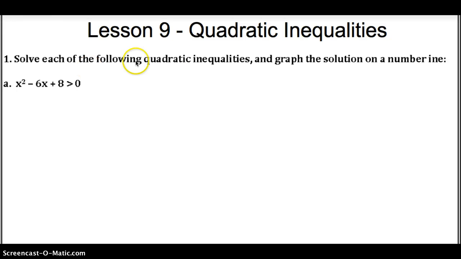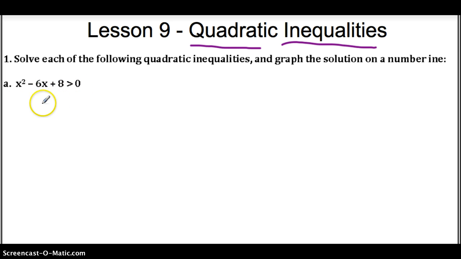Okay, for our final lesson in quadratics, we're looking at quadratic inequalities. There's just a few steps you've got to follow, and if you follow them every time, you're going to be good to go. So, let's start off with this one. X squared minus 6x plus 8 is greater than 0. How are we going to solve this one?